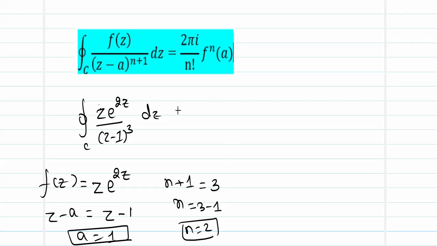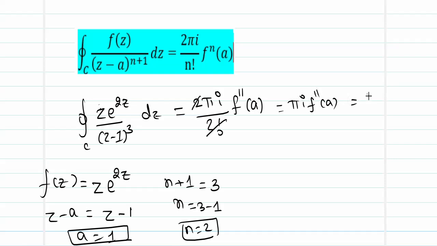Now I am ready. So what is the right hand side? It is 2 pi i divided by n factorial. So it is 2 factorial into f^n of a. So n is 2, so it is double derivative of a. 2 factorial is 2, so this 2 can be cancelled off. So I have pi i into f double dash of a. So what is this f double dash of a? It is going to be f double dash of 1. So before moving on to this, I need to get the derivative. So we will find the derivative.